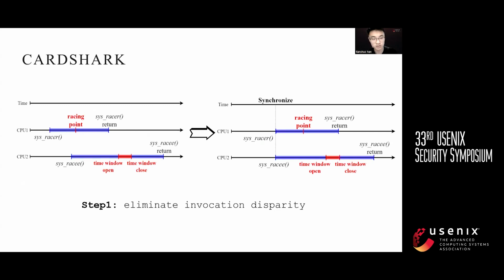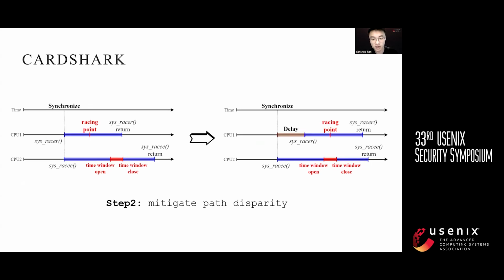CARDSHARK decreases the misalignment with two steps. The first step is to synchronize the invocation timing of the racing syscalls. This synchronization can completely eliminate the invocation disparity. The second step is to introduce a delay to the invocation timing of one of the racing syscalls to offset the racing point within the time window. And that's essentially how CARDSHARK works.